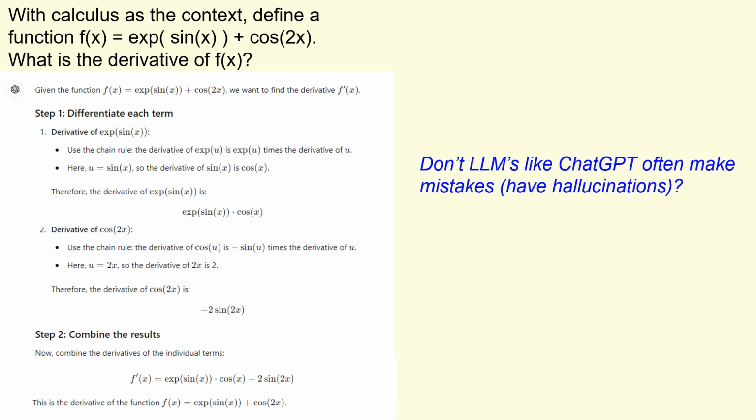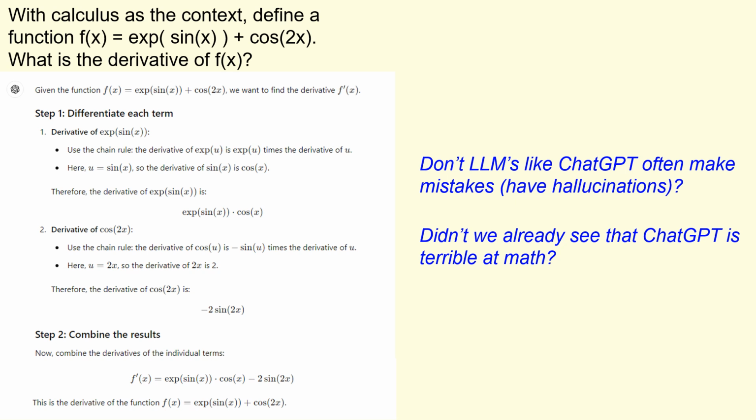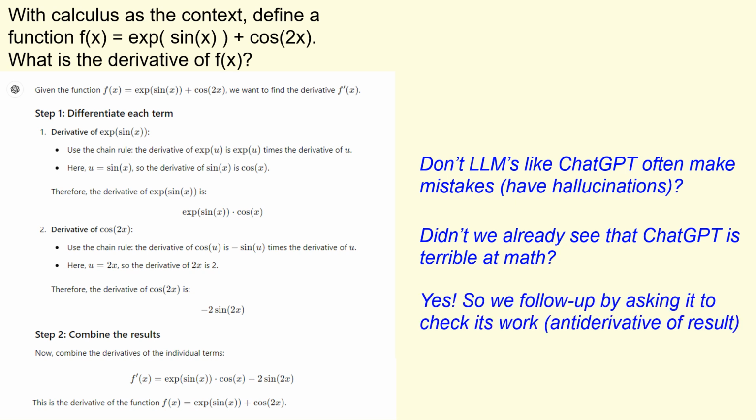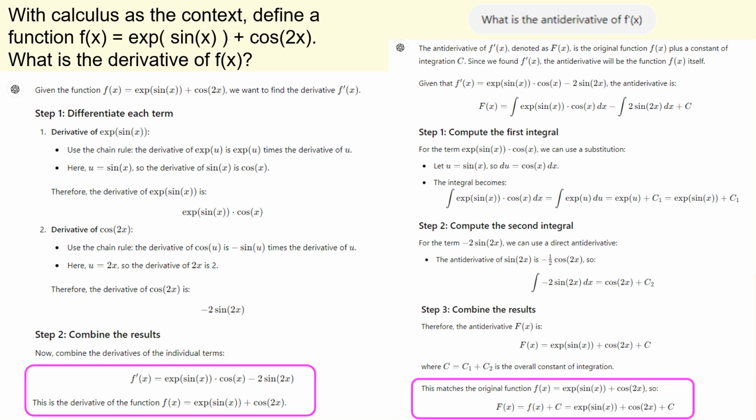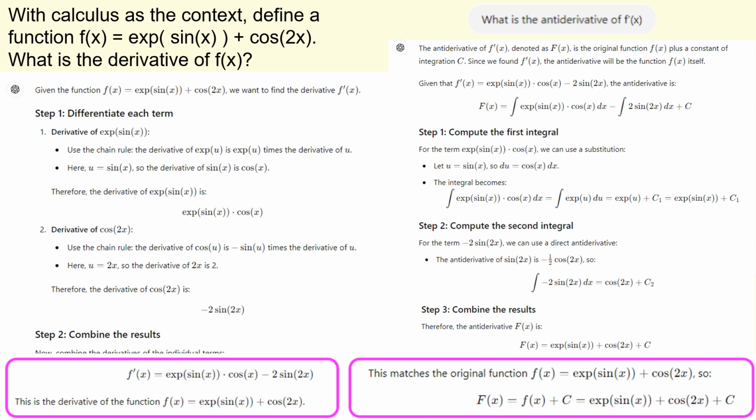But don't large language models often make mistakes, have hallucinations? We've already seen ChatGPT is terrible at math. Yes, we've seen all that. So we ask it to check its work. In this case, take the antiderivative of the result. So what is the antiderivative of that derivative? And here it goes through and it does a calculation of an antiderivative. And notice that it knows what's going on. It's trying to obtain the same result. It does this correctly, and sure enough, it worked.